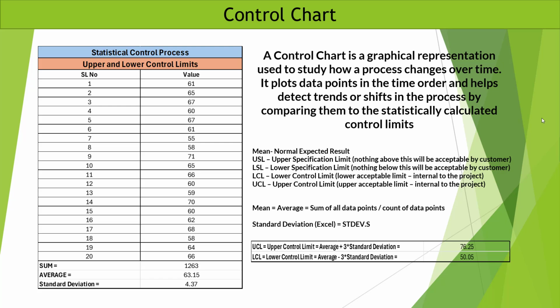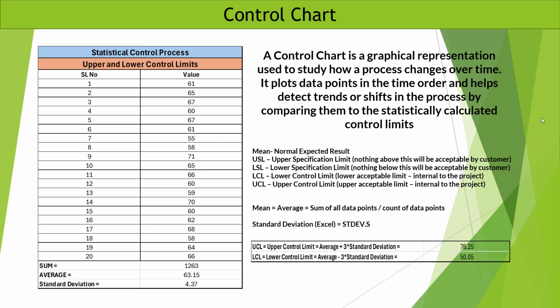So as I mentioned, this is a particular process or a project step, and we have taken 20 different data points, and these are the values. For example, the first data point gives us the value of 61, the second data point gives us the value of 65, so on and so forth until 20 different data testing points. If you sum the entire values, it gives you 1263. That is the sum total of 61 plus 65 plus 67 until 58 plus 64 plus 66.